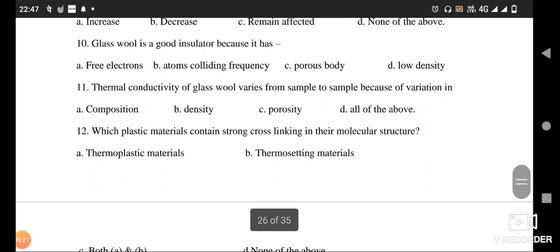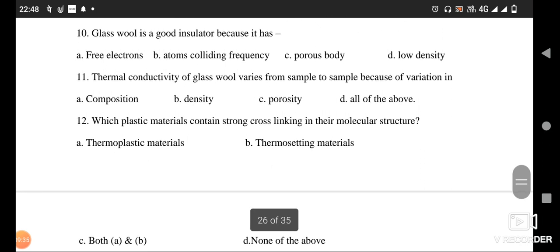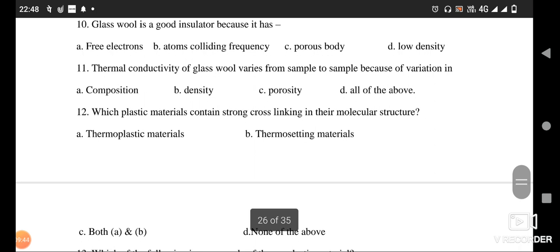Okay, then after that, MCQ number 11. For MCQ number 10, the answer is C, that is porous body. Option number C, porous body, is the correct answer. Then after that, MCQ number 11: thermal conductivity of glass wool varies from sample to sample because of variation in.